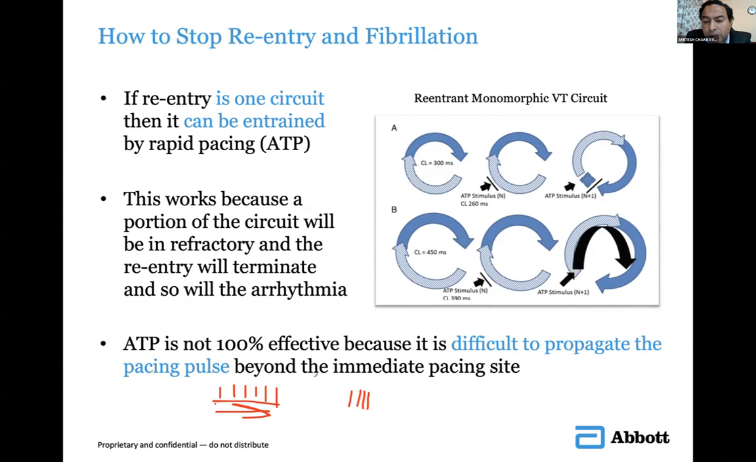And in cases where you know that hemodynamic compromise might be there, but the patient is not willing for an endocardial ICD, you can actually go ahead with a wearable cardioverter defibrillator.